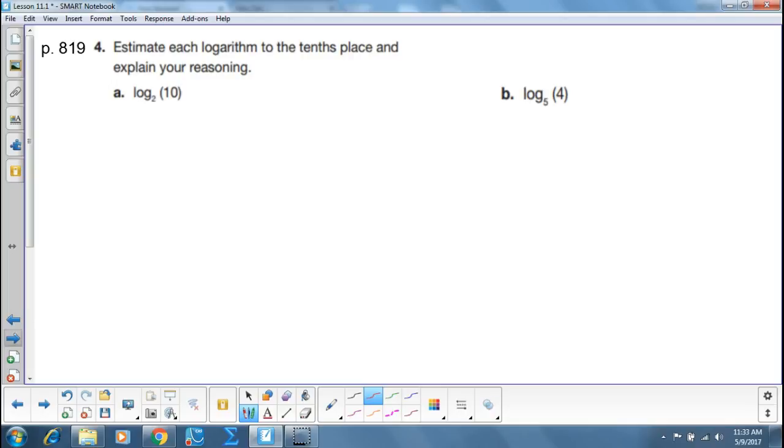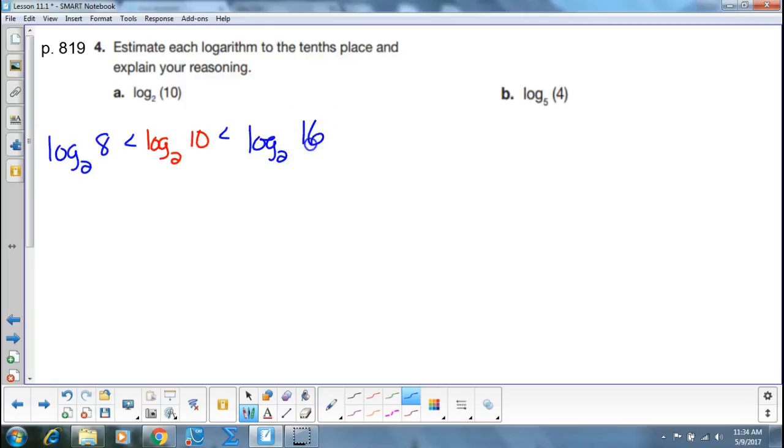Okay? So log base 2 of 10 is going to be in between what? What is log base 2 of 10 in between? Log base 2 of 8 and log base 2 of 16. Log base 2 of 8 is 3. Log base 2 of 16 is 4. So it's somewhere between 3 and 4.